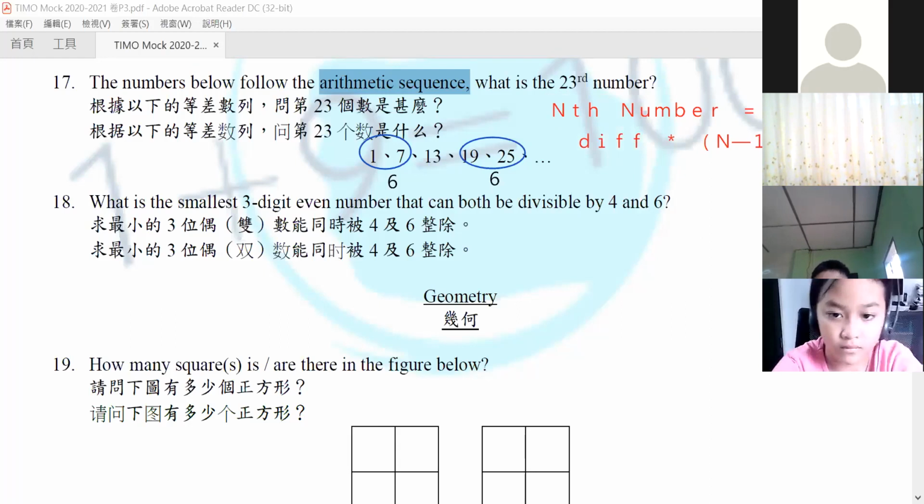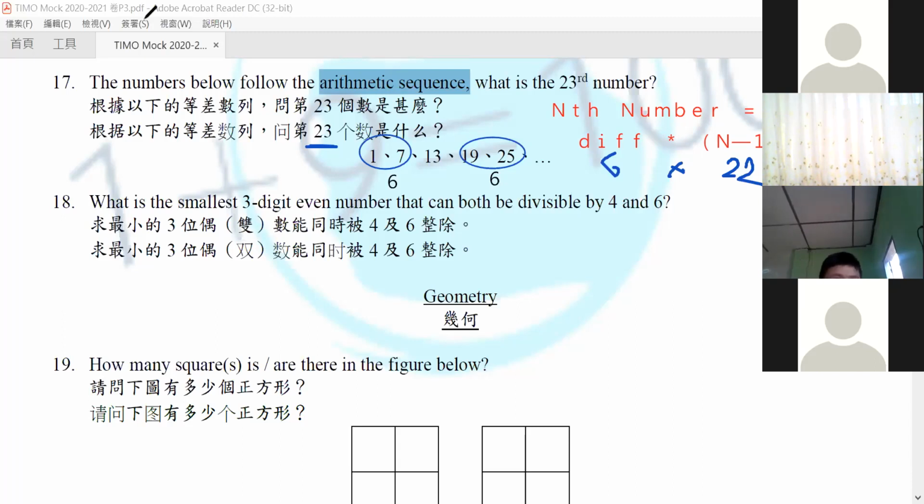Now, how can you calculate the nth number? The nth number is equal to the difference times n minus 1, plus our first number. Now, if we substitute all our numbers, what is our difference? We know that our difference is 6, right? So this is 6 times n minus 1. n is equal to 23, so n minus 1 is equal to 22. So it is 6 times 22 plus our first number. Our first number is 1, so the answer is 6 times 22 plus 1, which is equal to 133. Right, correct. Yeah, exactly, 133. All right, so this is question 17.